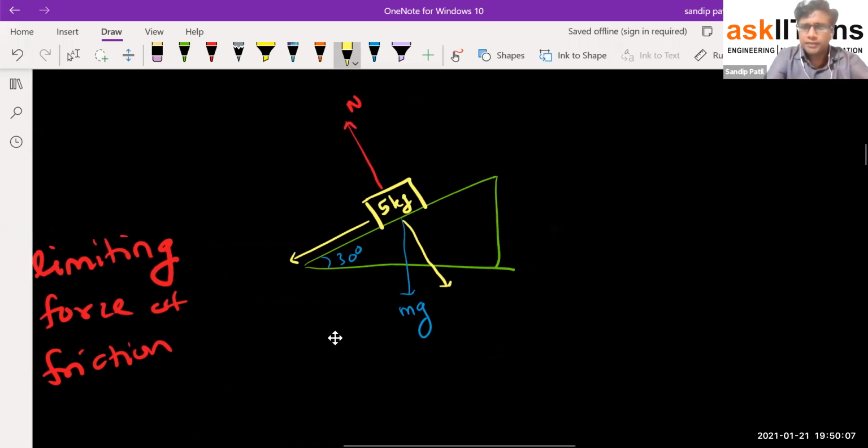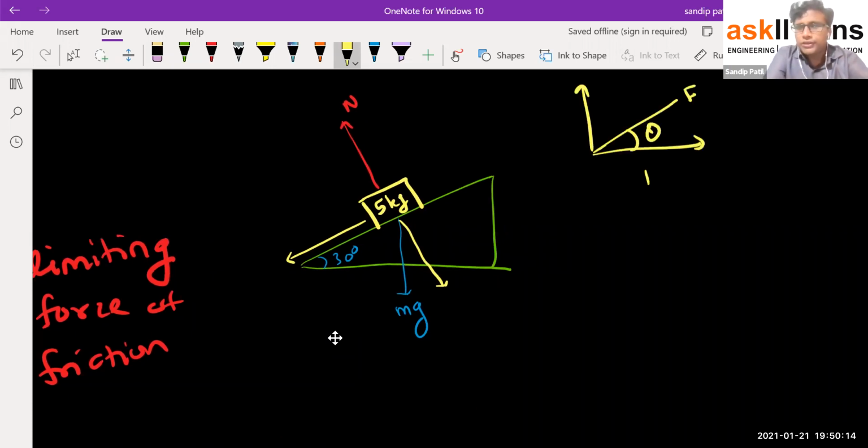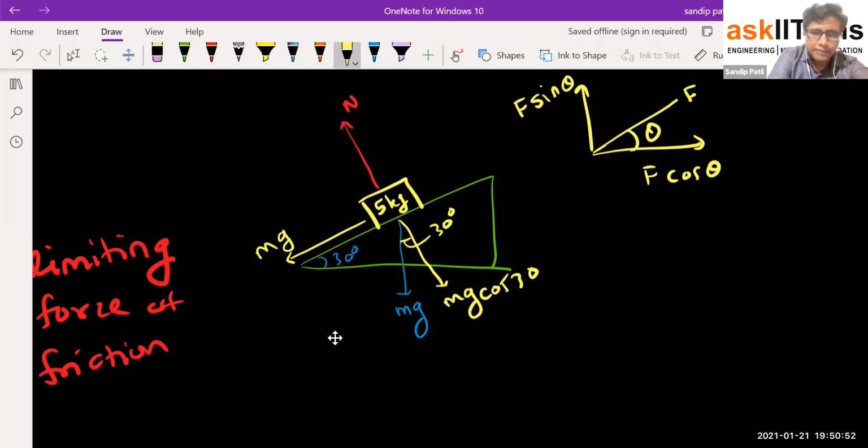If you remember, I told you that if this is the force F and this is the angle theta, then the component closer to theta is called F cos theta, and the other component is called F sin theta. Similarly, there are two angles here. Let's say this is first and this is second. Using your geometry knowledge, tell me whether the first one is 30 degrees or the second is 30 degrees. That's right, this angle is 30 degrees. So the component closer to the angle is mg cos 30, and the other one is mg sin 30. So I got the two components.